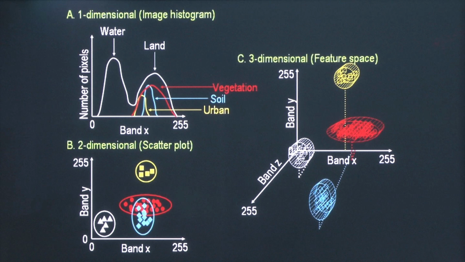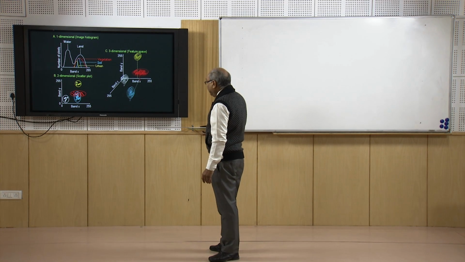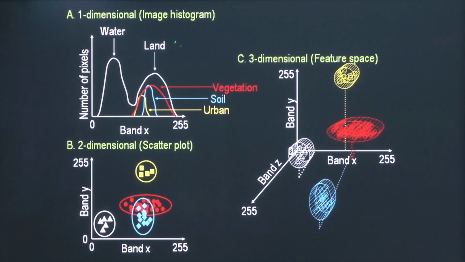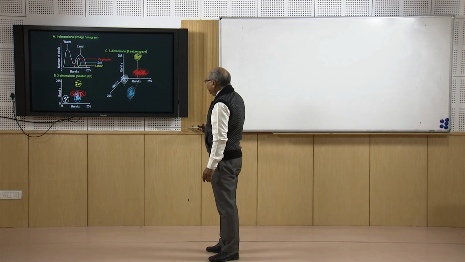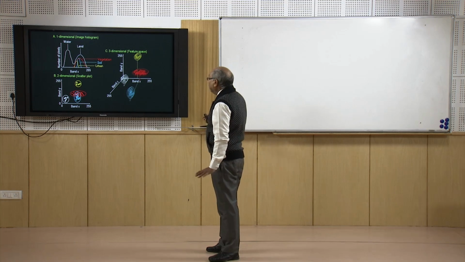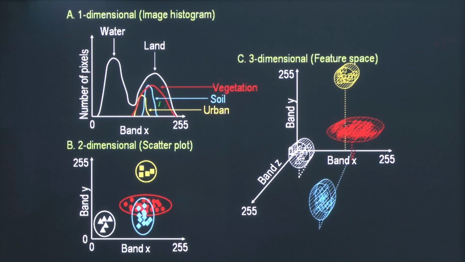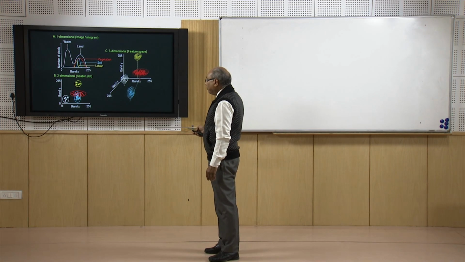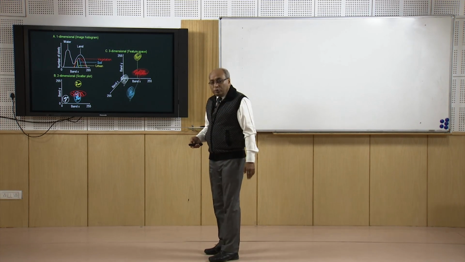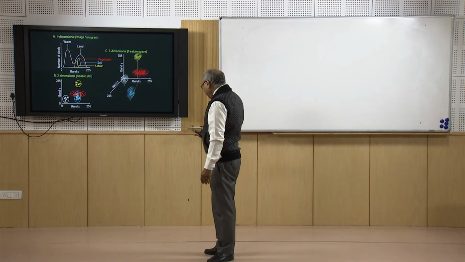So I can train my software that in these 2 bands or in 3 bands, this is the characteristic of a water body, these are the spectral characteristics of vegetation, this is the characteristic of urban or built up area, and likewise I can then classify more reliably. So instead of a 1-dimensional image histogram, we generally prefer a 3-dimensional histogram, or sometimes even a 2-dimensional histogram or a scatter plot can serve our purpose.